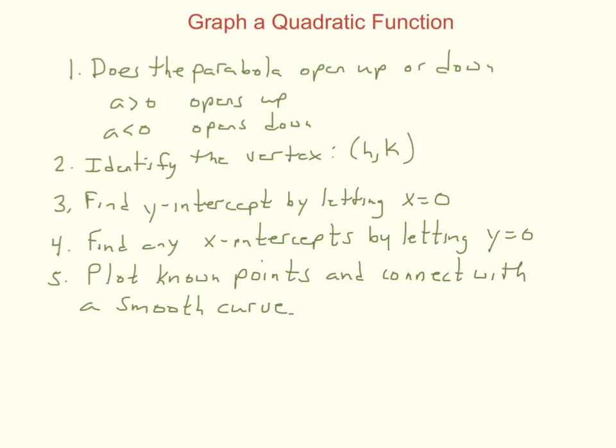If the parabola opens down, then the vertex is going to be a maximum. And again, the parabola, as we come closer to the vertex, is going to level off and it's going to change directions at that vertex as well.